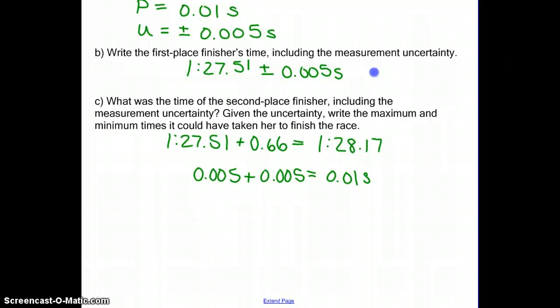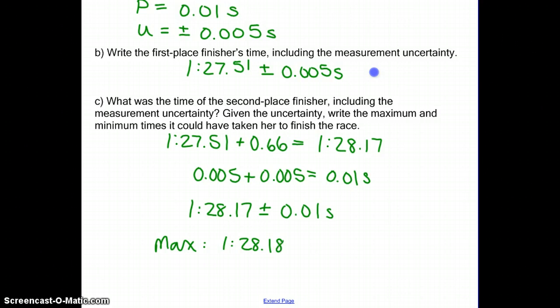So now our answer would actually be 1 minute 28.17 seconds plus or minus 0.01 seconds. So if we look at the maximum time it would have taken her, we'd add 0.01 seconds onto this number, so the max would be 1 minute 28 seconds 0.18, and the minimum time it would have taken her would be 1 minute 28.16 seconds because it's off by 0.01 in either direction.